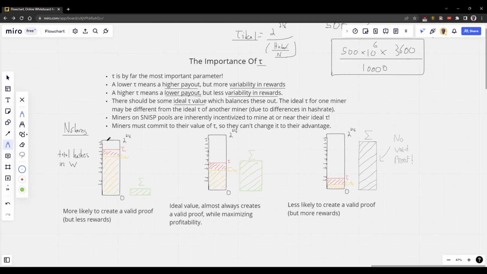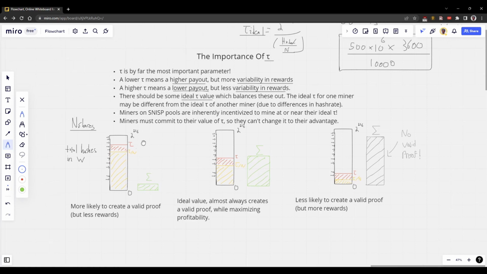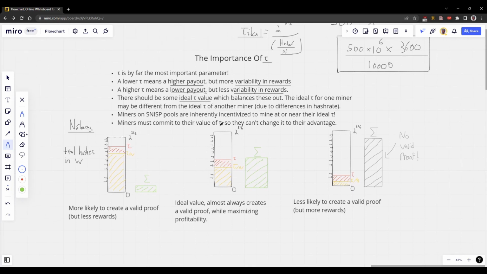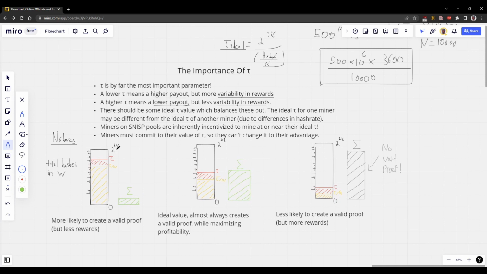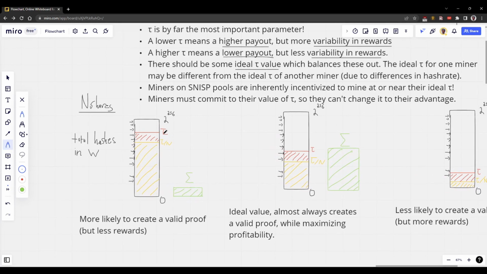So let's imagine that these boards from our past representation of mining, they represent our miner with 500 megahashes. So let's see what happens if the miner sets the TAW value too high. Now to explain this a little bit, TAW is obviously the TAW value, and this is the limit for hashes versus shares. So if your hash is below TAW, it's considered a share. Now TAW divided by n is the max share proof.